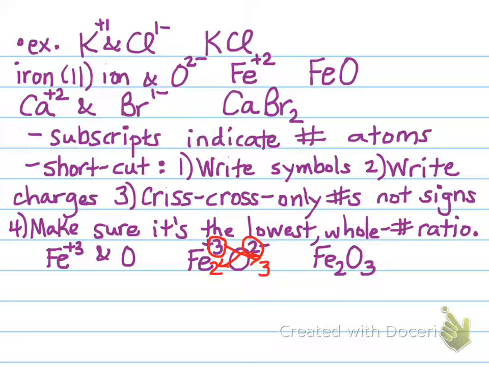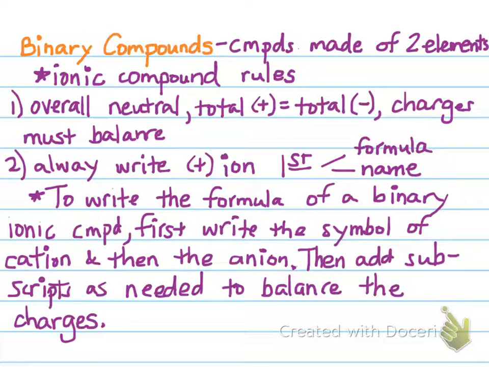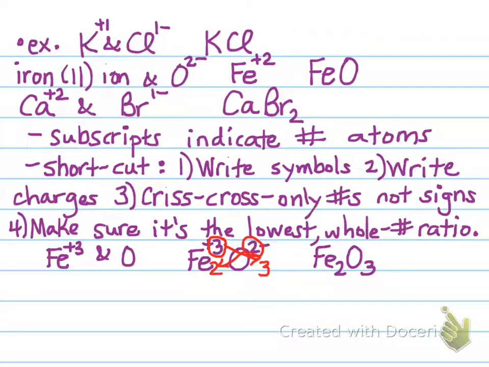Now I should check that it's the lowest whole number ratio. Is 2 to 3 the lowest whole number ratio? Indeed. Now, to check that it really has followed our 2 rules, overall total positive charge equals total negative. Iron has a charge of +3, and there's 2 of them, so that's a +6 charge total. There are 3 oxygens, each with a -2 charge, so that's -6, which gives me a 0 charge overall. So our crisscross method works, and it's shorter.